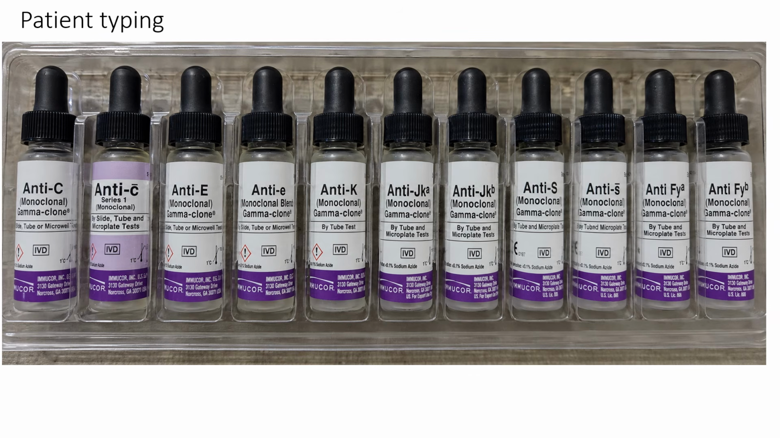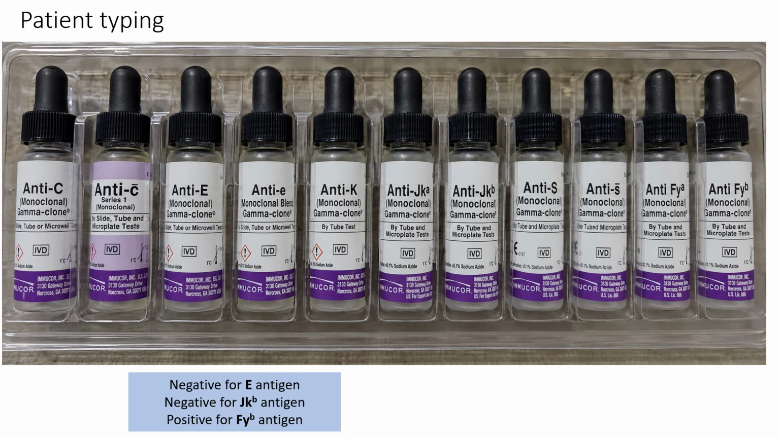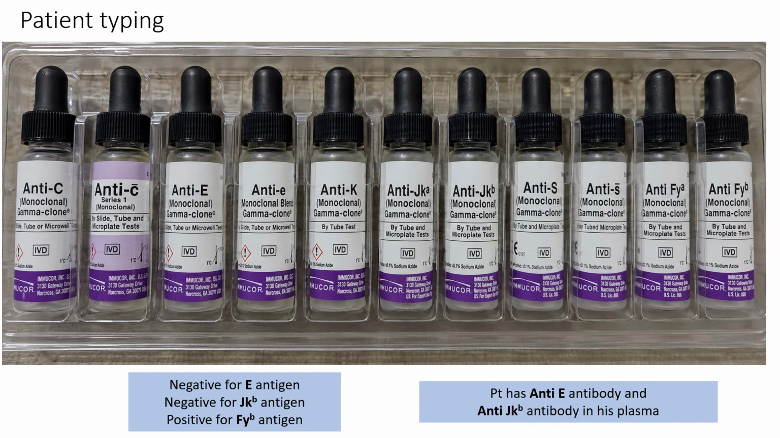Since the last PRC transfusion was more than 3 months ago, we can proceed with antigen typing of the patient using commercially available antisera. The patient was negative for capital E antigen, negative for Kell B antigen, and positive for Duffy B antigen. Hence, we can conclude that the patient has anti-capital E antibody and anti-Kell B antibody in his plasma.